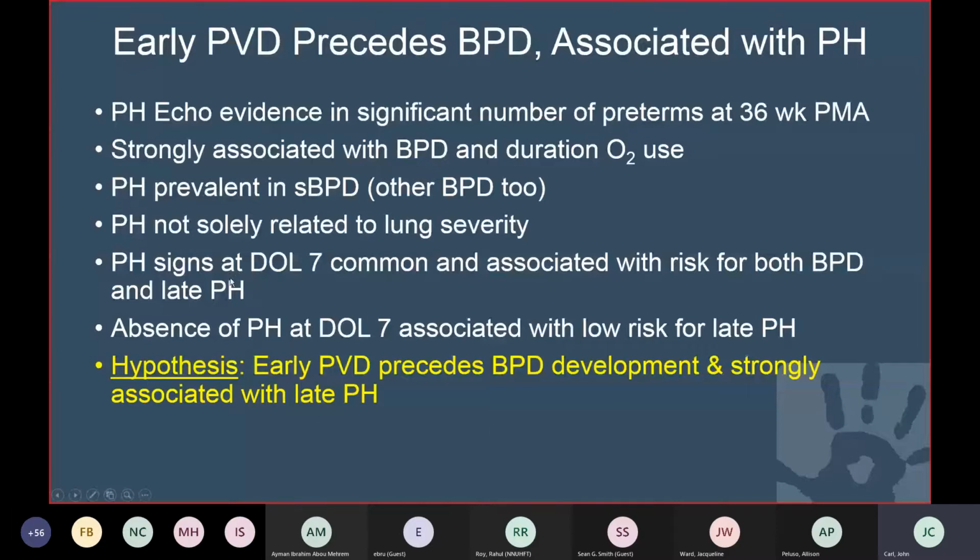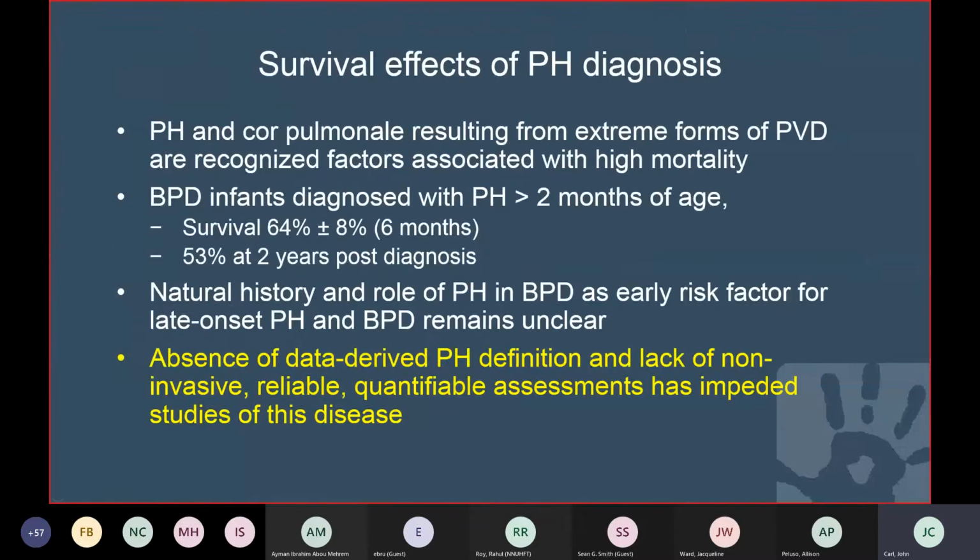And we'll talk in the coming slides that at day of life 7, the pulmonary hypertension signs are common and associated with the risk for both BPD and late pulmonary hypertension development. The absence of PH at day of life 7 is associated with a lower risk for late PH. A hypothesis that I would put forward is that early pulmonary vascular disease really precedes some of the development of BPD and is strongly associated with development of late PH.